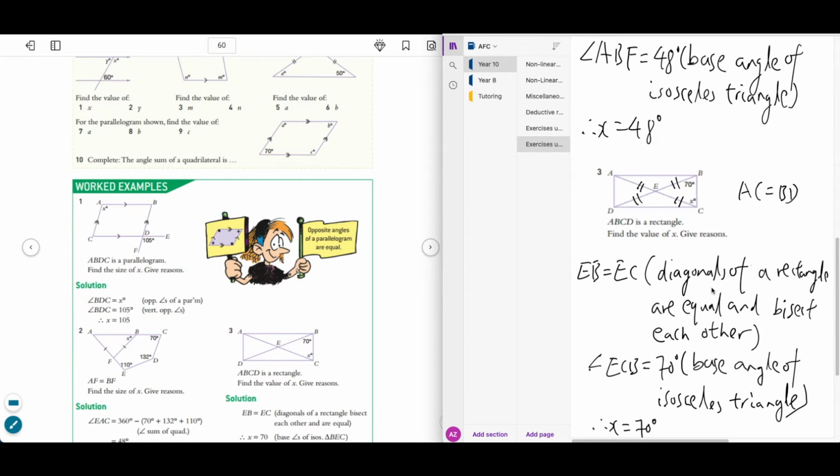So I'm going to explain again because there's a lot going on. Diagonals of a rectangle, so it's the AC and the BD. These are the diagonals. They're equal, right? And bisect each other means the diagonals cut each other in half. So AC cuts BD in half, and BD cuts the AC in half, right? So that's what that means.